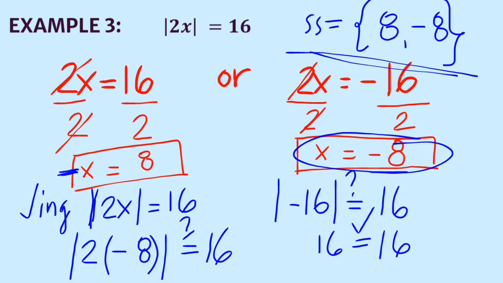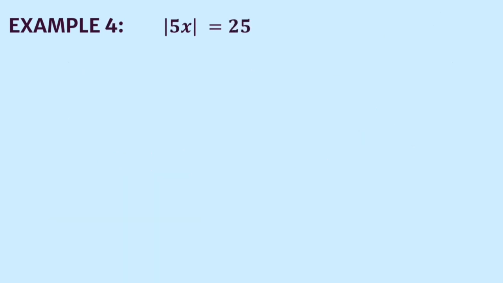Okay, let's have another example. What if we have here the absolute value of 5x is equal to 25? Let's write it. Following the first statement, we have to take the expression inside the absolute value notation and equate it with the positive value of the right-hand side, which is the positive value of 25, which is 25. And we have to put or to separate the statements.